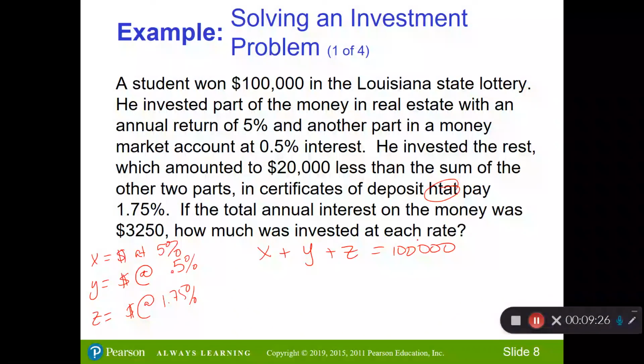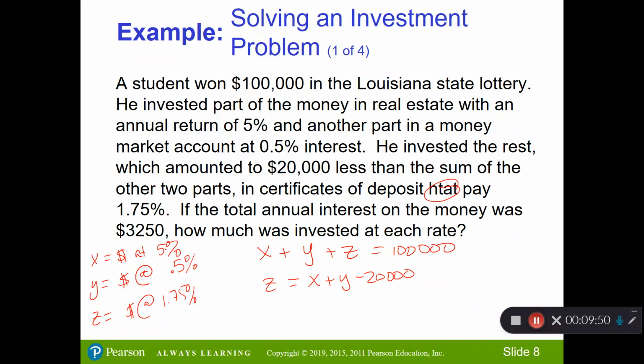I also know that the amount he invested here, z, is $20,000 less than the sum of the other two. So z equals x plus y minus 20,000. Now the last thing I know is the interest that he earned.